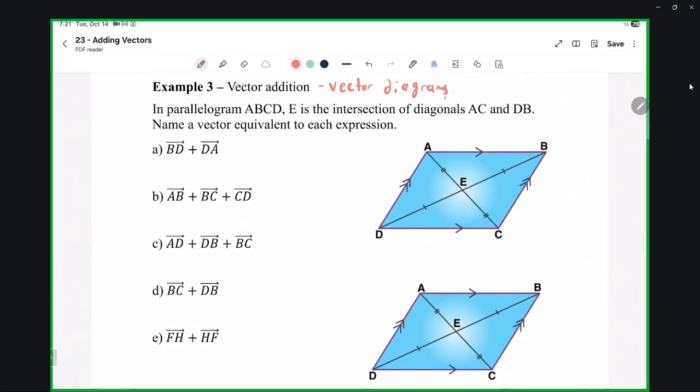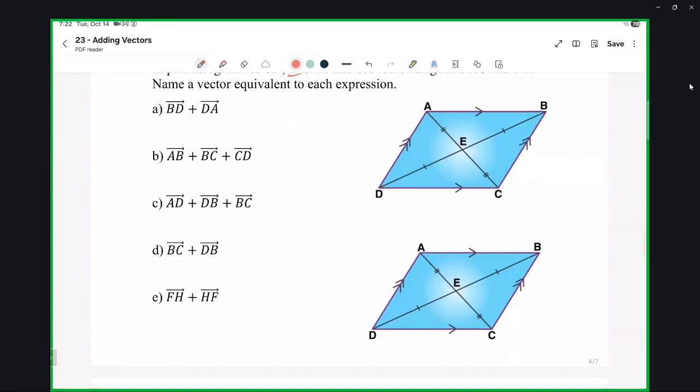And so in parallelogram ABCD. So remember, a parallelogram is a quadrilateral in which AB is parallel to DC, DA is parallel to CB. Excuse me, just a moment. Oh, sorry, excuse me. And so we note that we have two sets of parallel lines. E will be the intersection of diagonals AC and DB. And so we're going to name an equivalent vector to each expression.